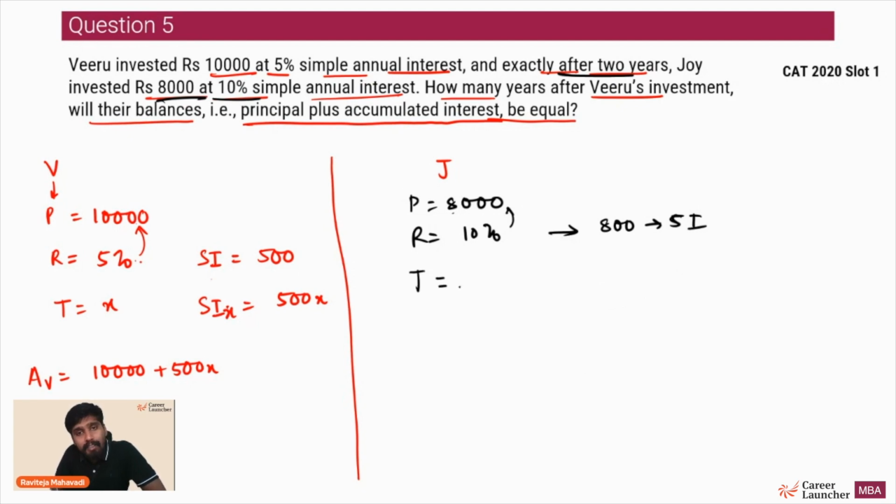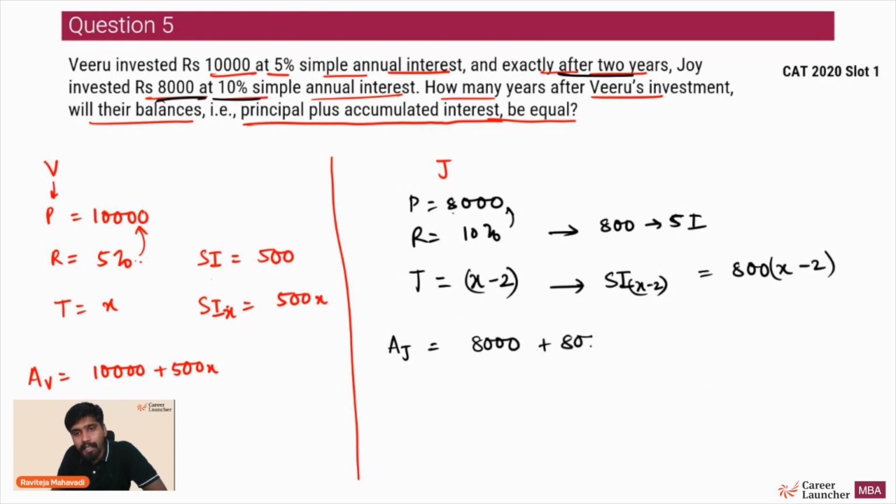The time period for which Joy should invest is the question. Now, because Viru started 2 years earlier, we can say the time for which Joy will invest is x minus 2 years. That means the total simple interest earned in x minus 2 years for Joy will be equal to 800 into x minus 2, and the total amount of Joy will be equal to 8000 plus 800 into x minus 2. That is what we know.